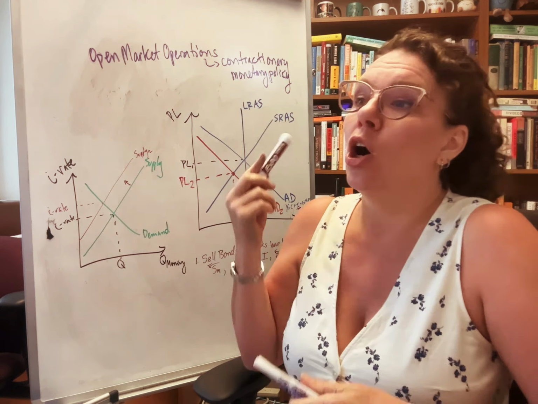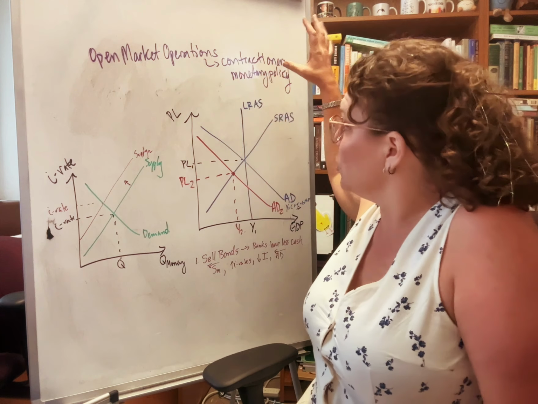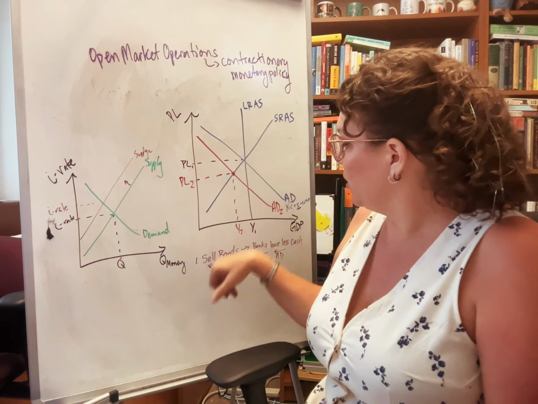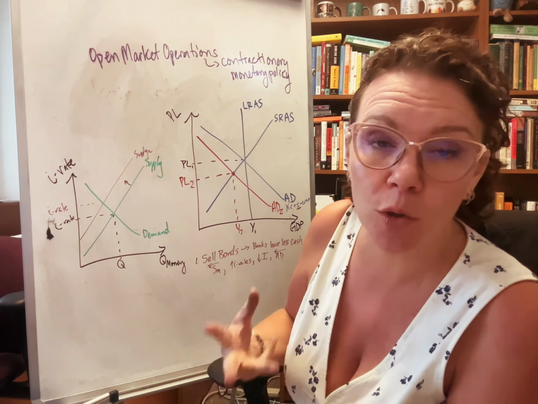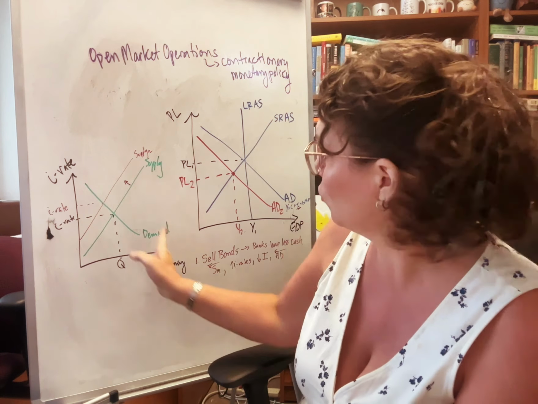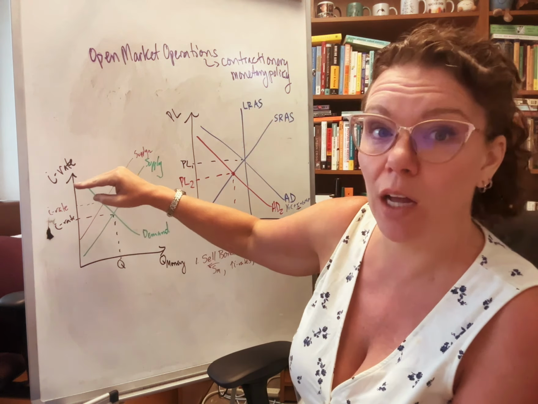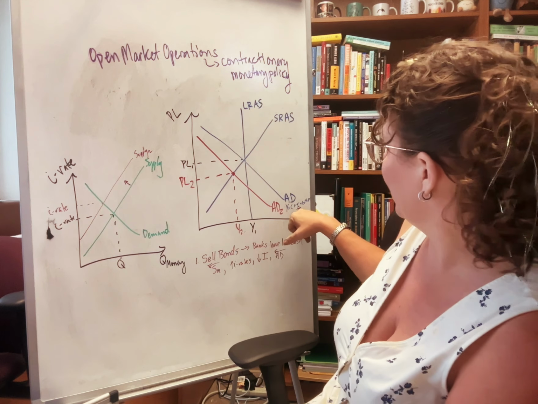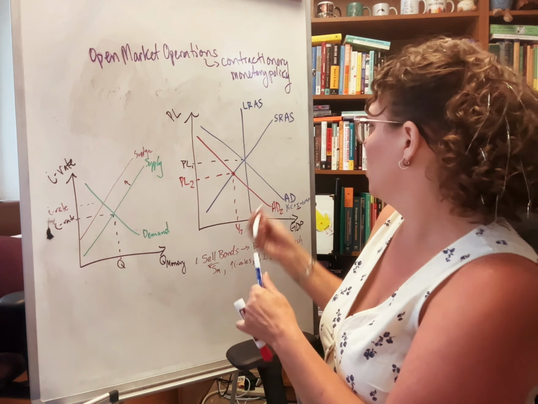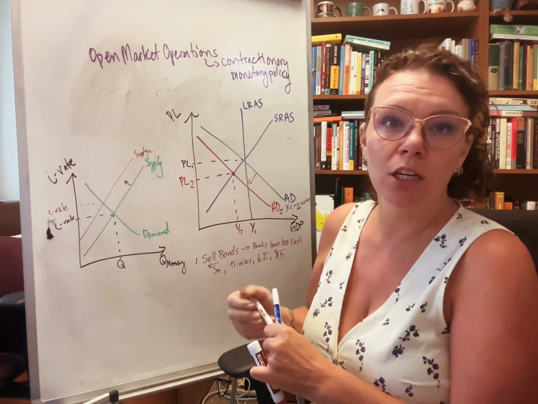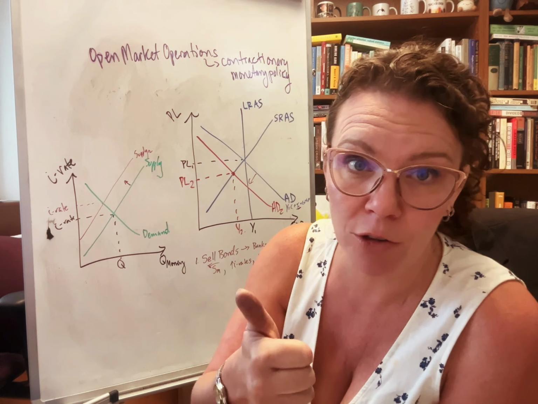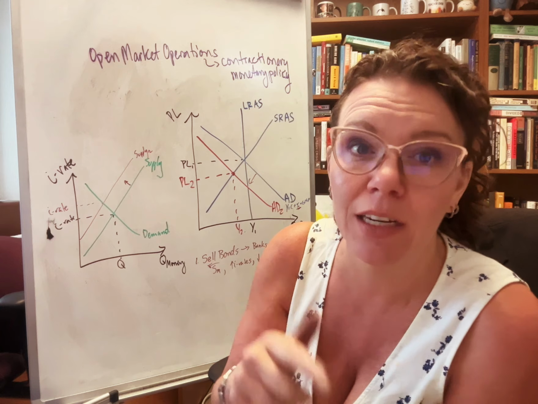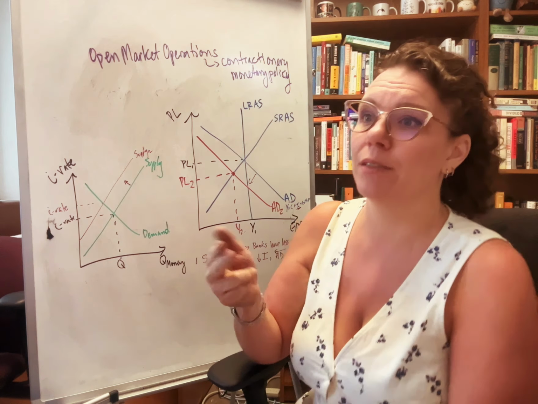So, open market operations: if we want to shrink the economy and control inflation, we're going to want to sell bonds so that banks hold less cash and make fewer loans. The money supply restricts, interest rates go up. Higher interest rates mean less investment spending, which means lower aggregate demand. Shifting that aggregate demand curve to the left is going to lower output, lower inflation, and increase unemployment.